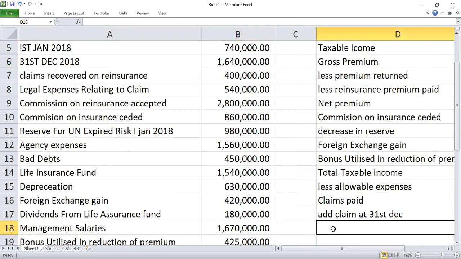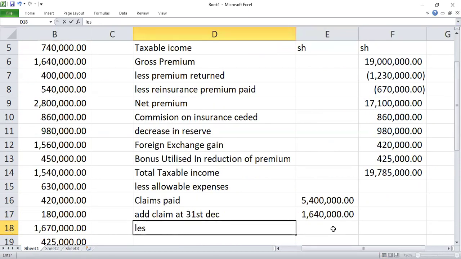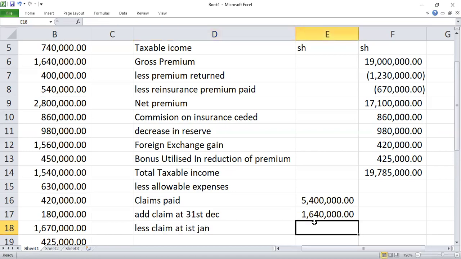Now we are going to less the claims at the previous year, which is the claims at 1st January, which is 740,000, this one.